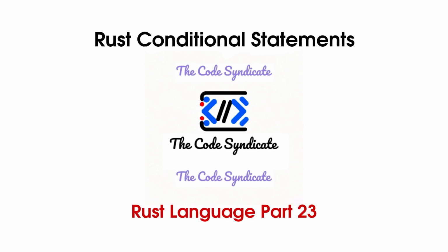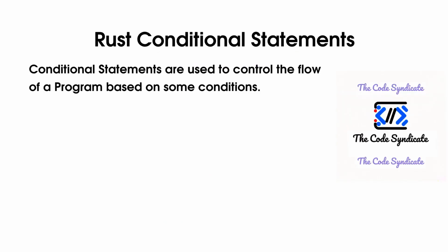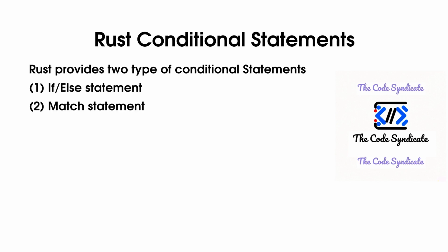Today we will discuss conditional statements in Rust. Conditional statements are used to control the flow of a program based on some conditions. Conditionals are a very important part of any programming language. Rust provides two types of conditional statements. One, if else statement. Two, match statement.